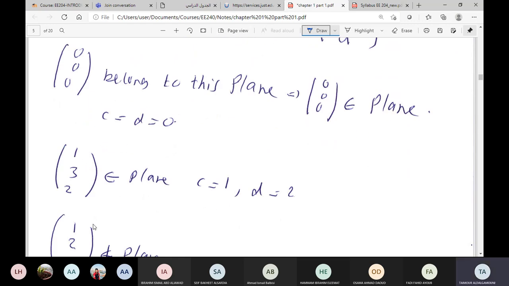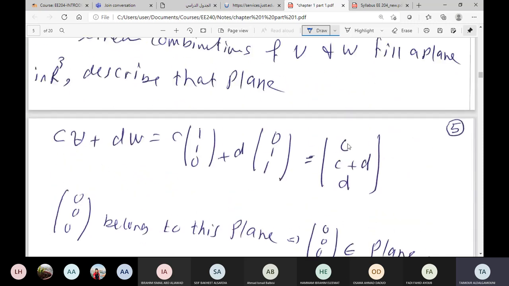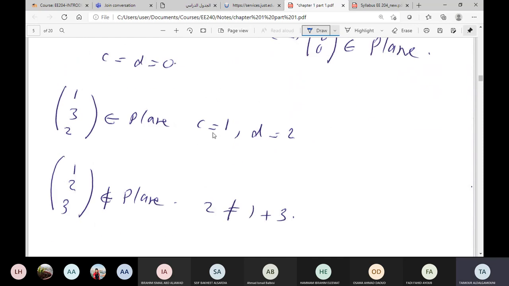Is 1, 3, 2 in this plane? Yes, it is. If we look at the plane, the Y component is the sum of the X component and the Z component. Right? So if you look at this, 3 is 1 plus 2. Is this point on the plane? No, because 2 is not equal to 1 plus 3.